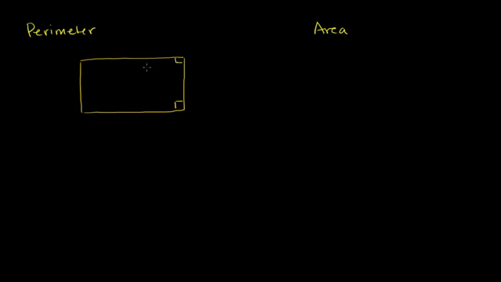I have 1, 2, 3, 4 right angles, and it has 4 sides, and the opposite sides are equal in length. So that side is going to be equal in length to that side, and that side is equal in length to that side. And maybe I'll label the points A, B, C, and D. And let's say we know the following. We know that AB is equal to 7, and we know that BC is equal to 5. And we want to know what is the perimeter of ABCD.